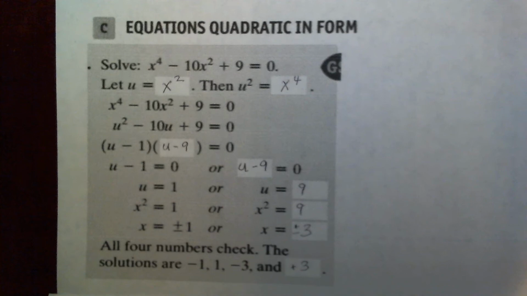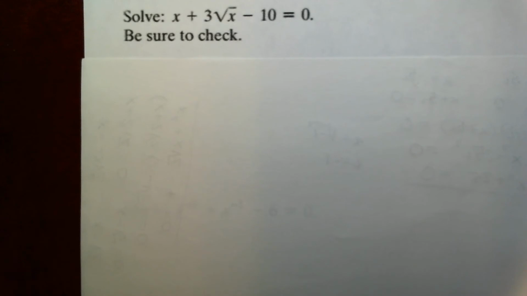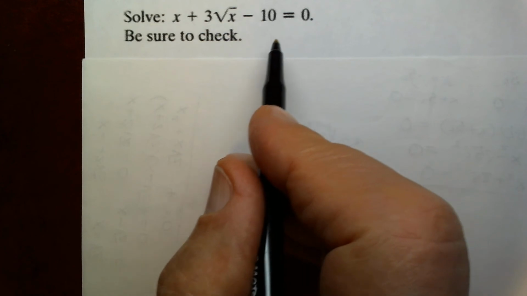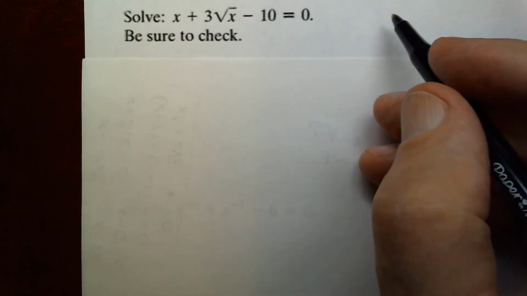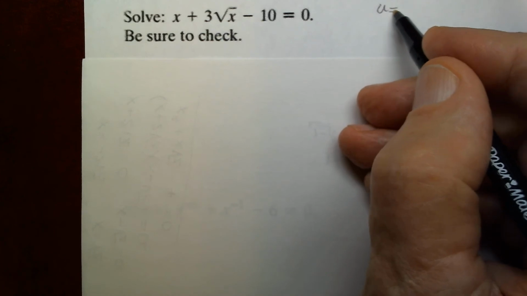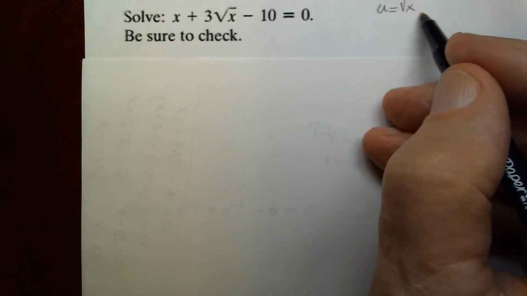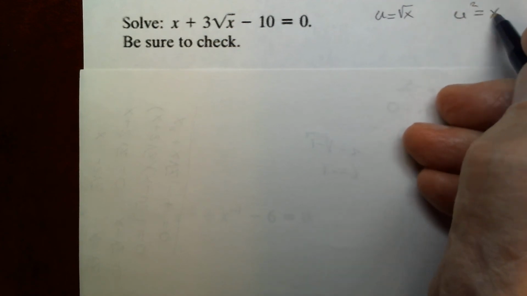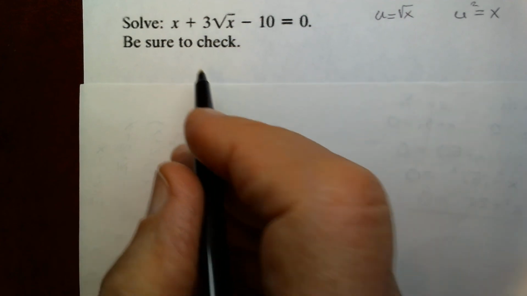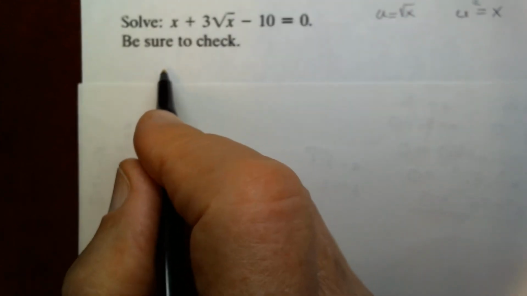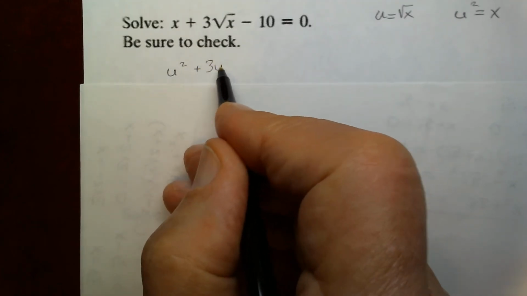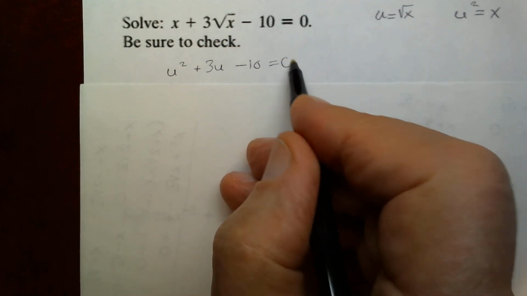So that's how we can solve equations that are quadratic in form by using substitution. Let's look at the following exercise: x plus 3 times square root of x minus 10 equals 0. Here we can make the substitution u equals square root of x, and then u squared equals x. So therefore, this equation becomes u squared plus 3u minus 10 equals 0.